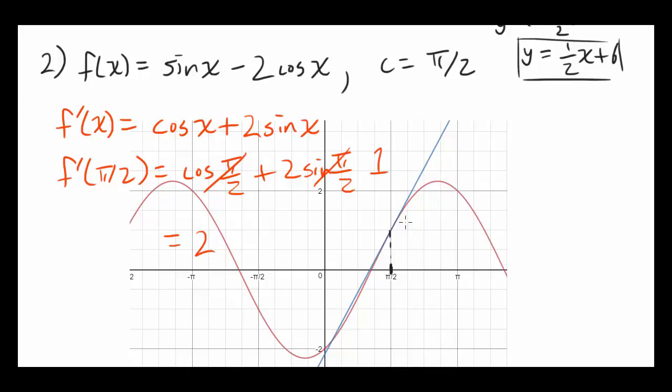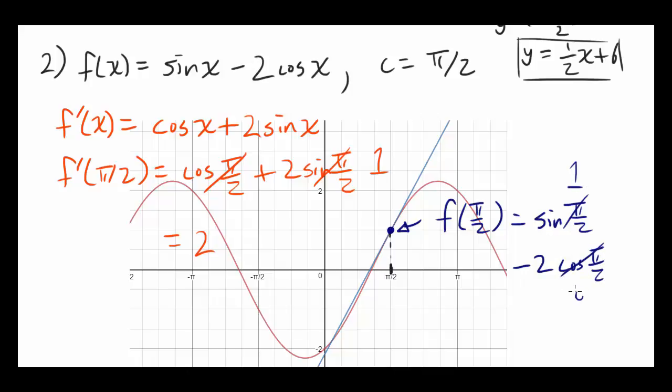How about the point? Well, you want to find the coordinate of this point. The x value is pi halves. You can find y by plugging pi halves into f. So f of pi over 2 is going to be sine of pi over 2 minus 2 times cosine of pi over 2. Sine of pi over 2 is 1, cosine of pi over 2 is 0, so you get 1 for the y coordinate of this point. So the coordinate is going to be pi halves, 1.